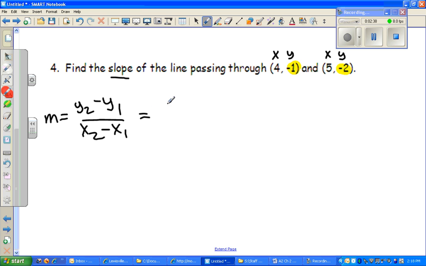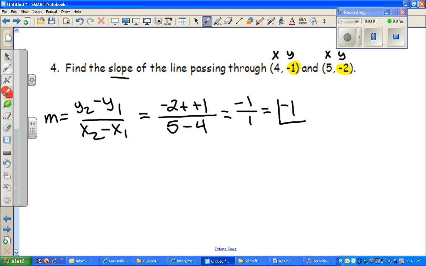So the slope is going to be -2 is y2 minus -1 is y1 over 5 minus 4 for my x2 minus x1. Minus the minus is adding, so -2 plus 1 is -1 on the top. 5 minus 4 is 1, so 1 on the bottom. -1 divided by 1 is -1. So the slope here on number 4 is -1.